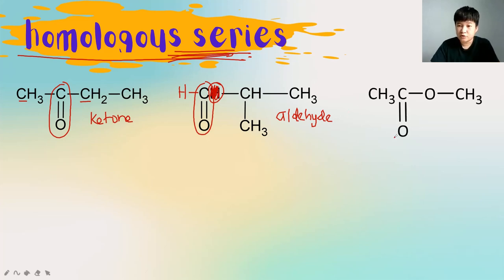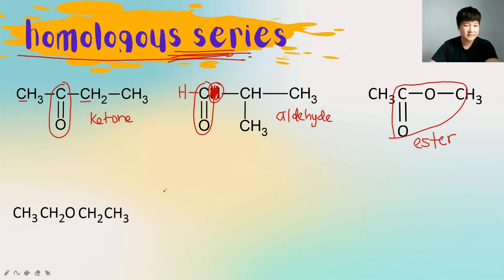Next, so you have a C double bond O bonded to a O like that. So what is this? That is your carboalkoxy. In the other words, it's the homologous series of ester. That is the homologous series of ester. Next, you have a COC in here. That is your ether. Homologous series name is ether.